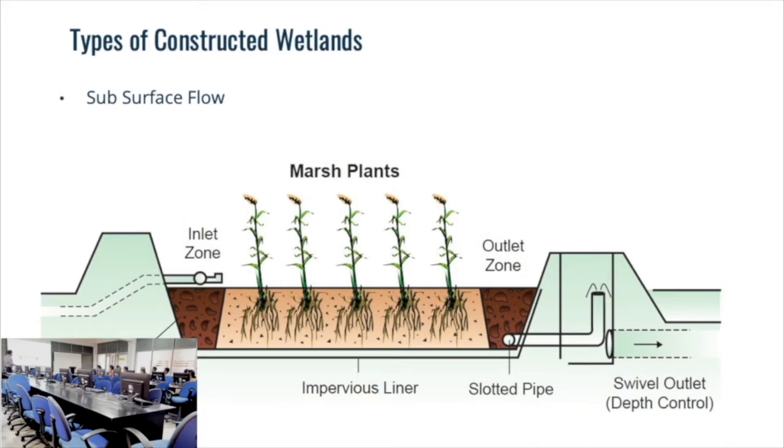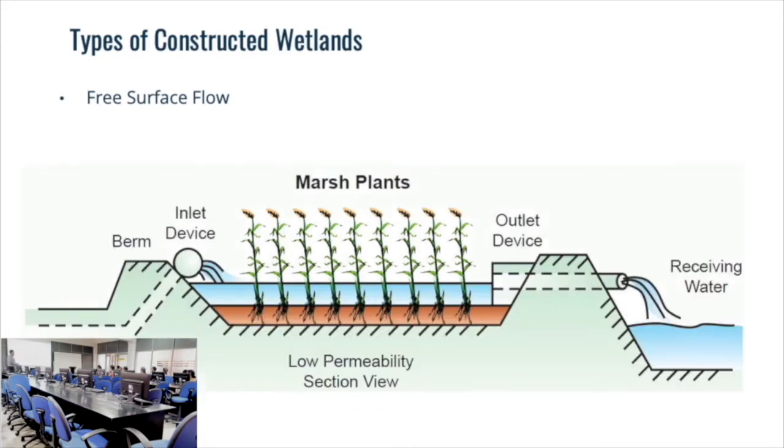So water comes in and goes inside among the root system of the plants, then gets treated within that area, and it gets out from the system. This is subsurface flow. And the next one is the free surface flow, where the water surface is visible. So water flows on top of the soil layer.